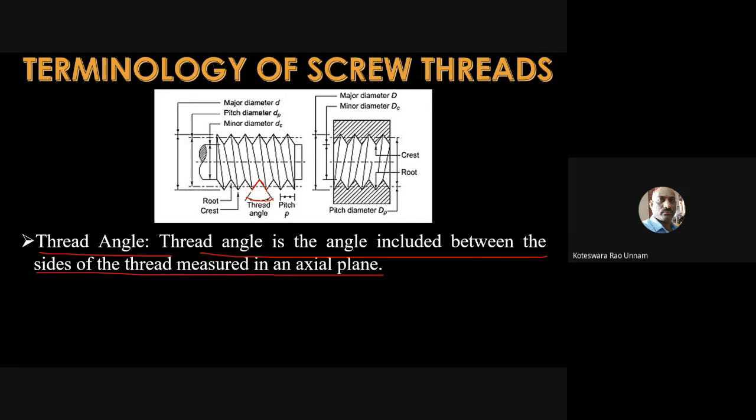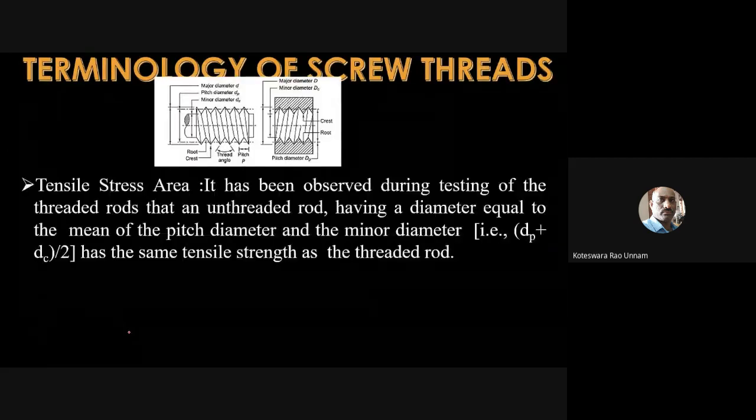Like if I take an ISO metric thread, the thread angle will be 60 degrees. If I take a buttress thread, the angle may be 45 degrees. Acme thread has 29 degrees. Square thread angle is 90 degrees. Like that you have different threads having different thread angles, which depends upon the application. So the thread angle is 60 degrees for the ISO metric thread.